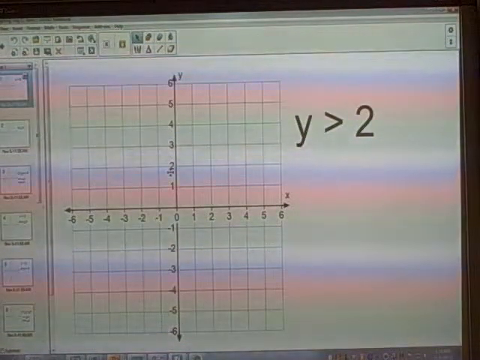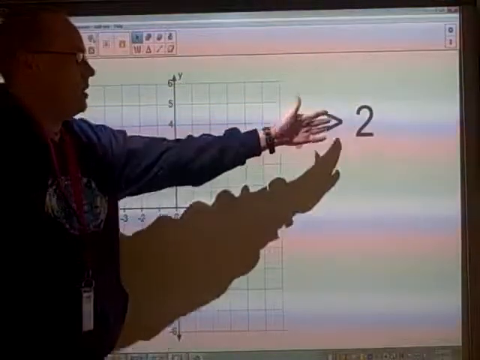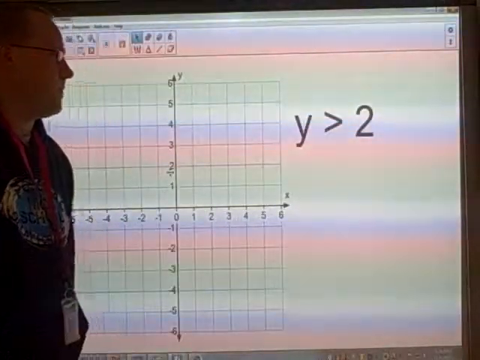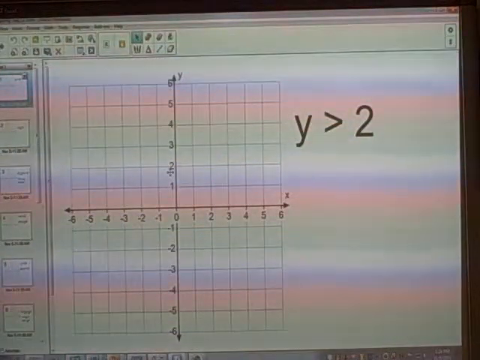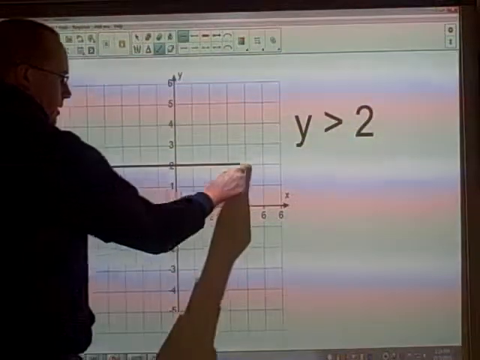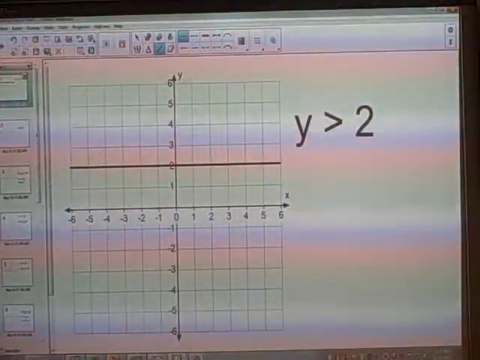Now, if I'm graphing lines like this, then I need to know what the line is equal to first. So I'm going to ignore the absolute value to begin with. So y is greater than 2. I just want to draw y equals 2. So I need to know that y equals is a horizontal line going through 2 on the y-axis.